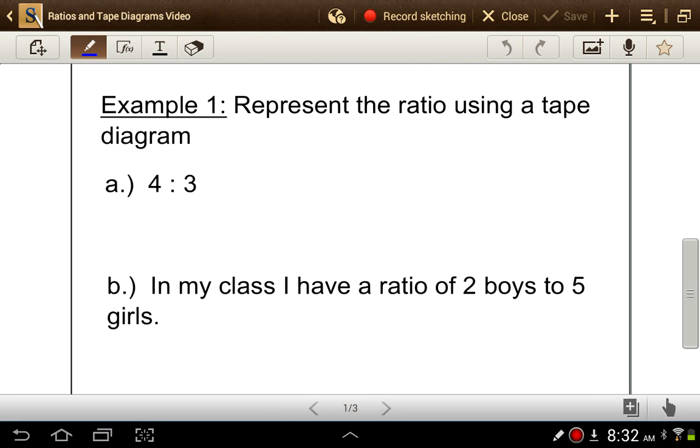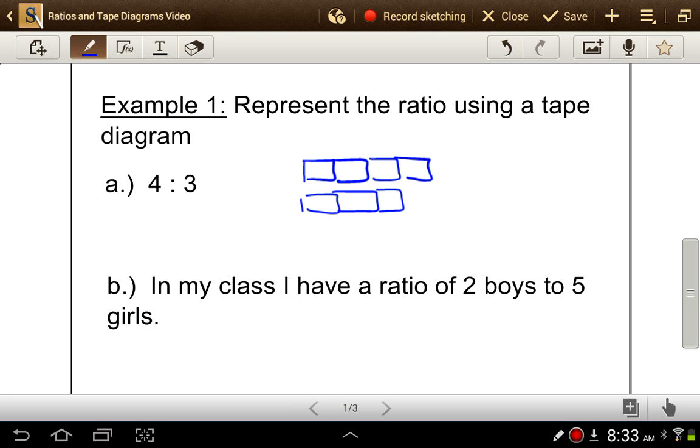Okay, in example 1, we're going to represent the ratio using a tape diagram. In our first example, I have a ratio of 4 to 3. So remember our tape diagram, I'm going to have two tape diagrams, one for each number. The first one, I'm just going to make 4 sections long. And then for my second number, I'm going to make it 3 sections long.